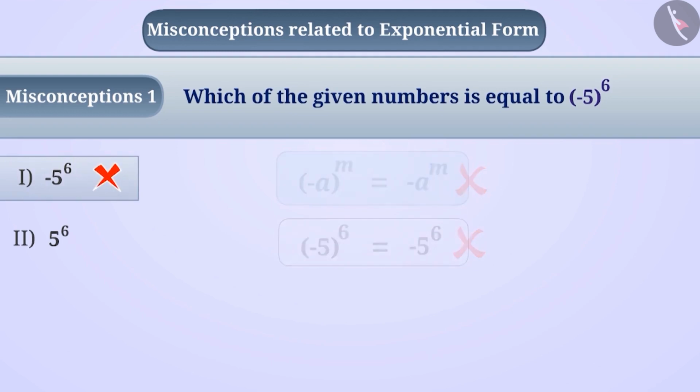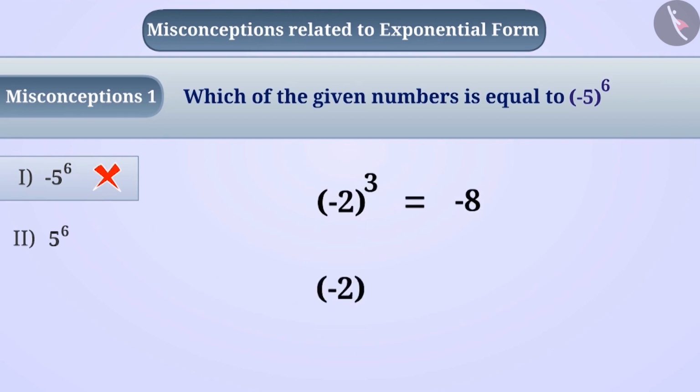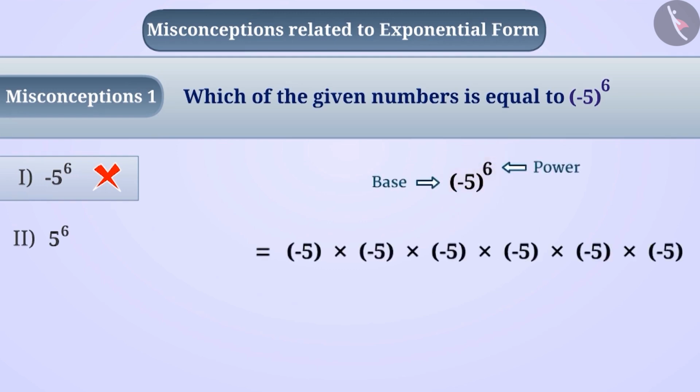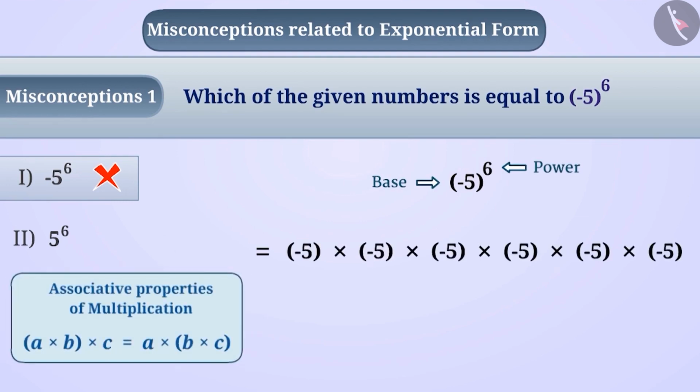The correct understanding is that if the exponent of a negative number is an odd number, the result is a negative number. But if the exponent of a negative number is an even number, the result is a positive number. Let's understand this. (-5) raised to the power of 6 has -5 as base and 6 as its power. Using the associative property of multiplication, let's group them in this way.